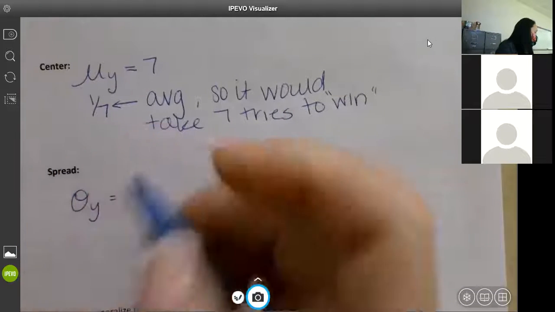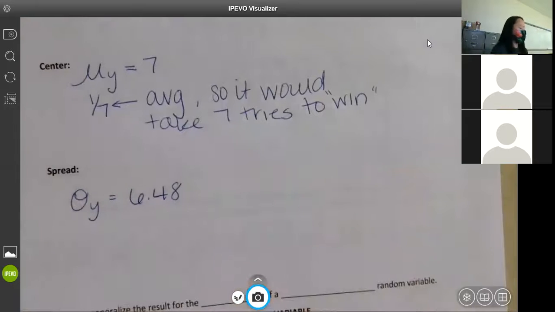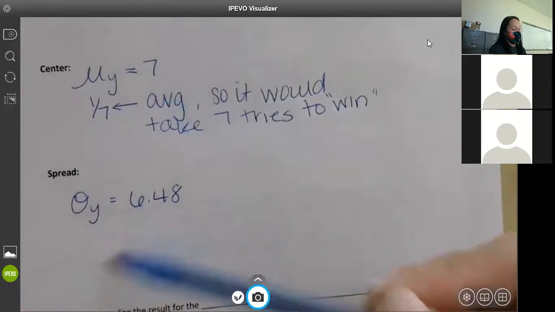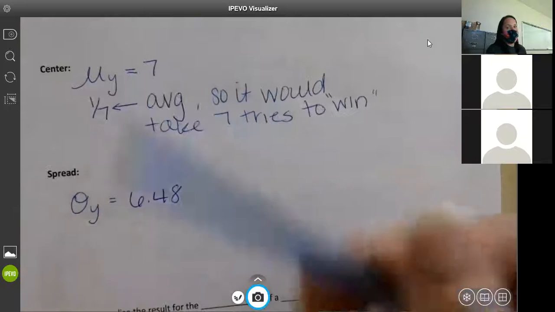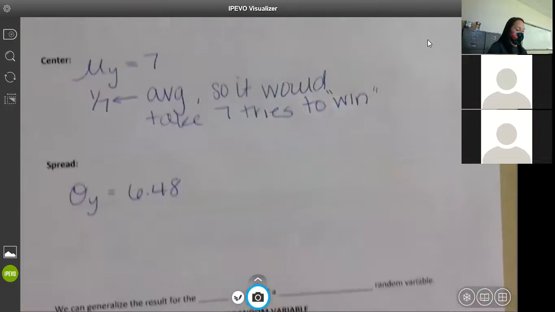Your standard deviation of y, also something that we're not going to do, is going to be 6.48. If it's skewed, we try to find the median and the range. Problem is, what happens with geometric is it continues to go, so we can't even find that. So that's why they use the mean and the standard deviation on this. But again, we're not ever going to be asked that because we're not going to find that in our course. It's beyond what we do.